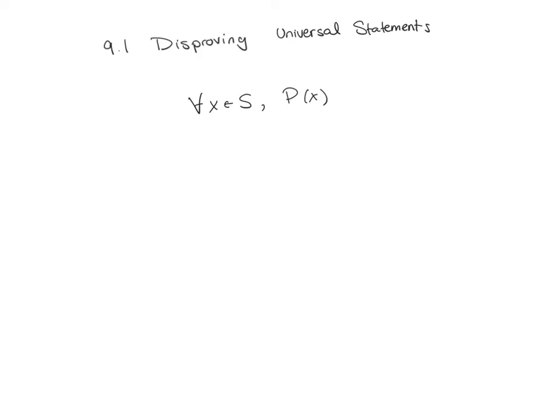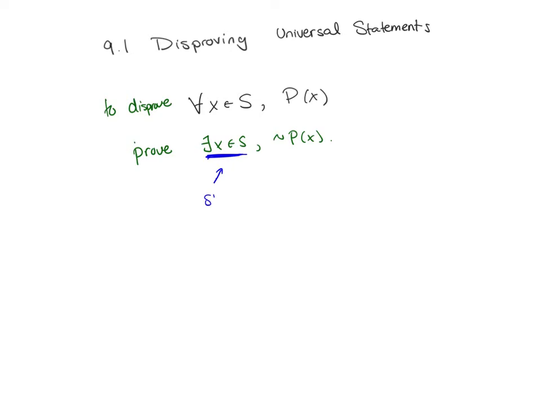Section 9.1 is talking about disproving universal statements. We'll actually see two different types of universal statements here. The first one we want to look at is the basic universal statement: for all x in S, P of x. How do I disprove that? Remember that when we disprove a statement, what we want to do is prove its negation. So I want to prove there exists some x in S such that the negation of P of x is true.